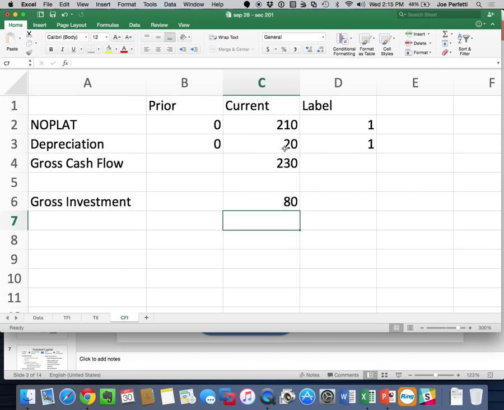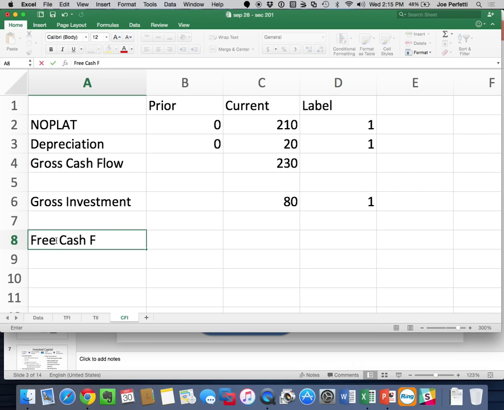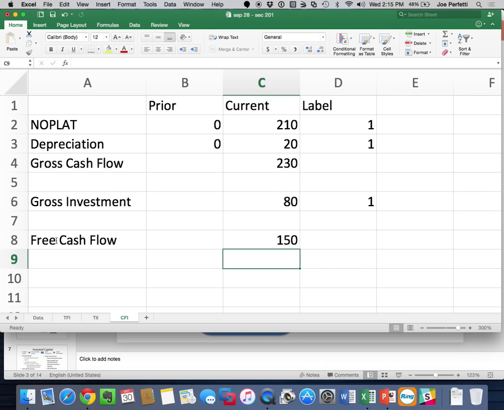So in this case, it would be 80. Right? And free cash flow equals gross cash flow minus gross investment. Now, this also becomes a preference because in this case, I'm subtracting a positive number. You could make investment a negative number and add it together, right? But I'm kind of following the format of the formula. So this is really just a preference, but my preference is the formula is gross cash flow minus gross investment.